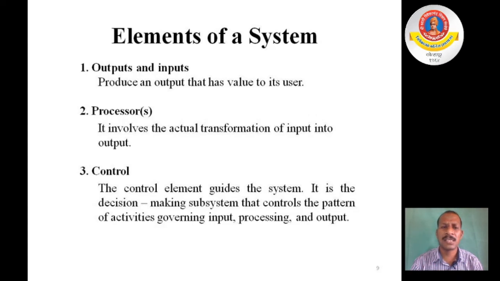The second one is the processor or processors. It involves the actual transformation of input into output. The one which is going to process the input that we are going to turn into output, that is the processor. This is again the second element of a system. The third one is control. This system has to be controlled too. The control element guides the system. It is the decision-making subsystem that controls the pattern of activities governing input, processing and output.